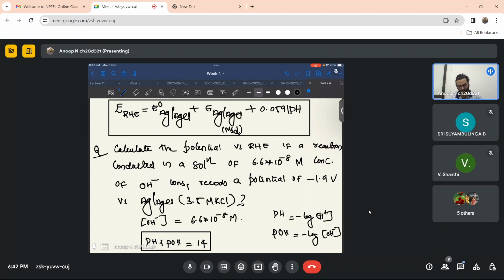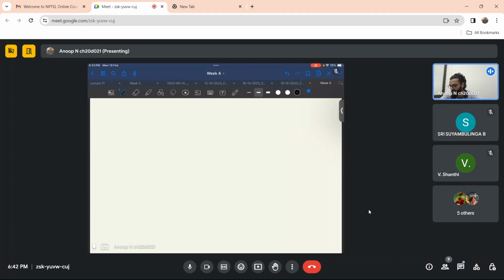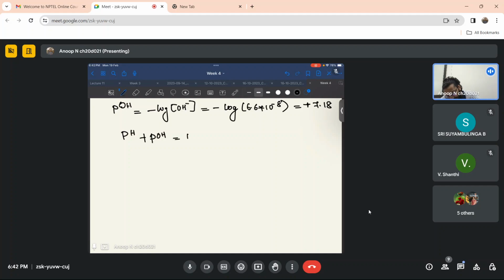Okay, let's do a little more. So what's given here? OH minus concentration is given, so I can calculate the value of pOH. pOH will be equal to minus log of OH minus concentration, which is equal to minus log of 6.6 into 10 raised to minus 8. So what will be the value coming? It is equal to 7.18. Then pH plus pOH is equal to 14, which implies pH is equal to 14 minus 7.18, which is nothing but 6.82.